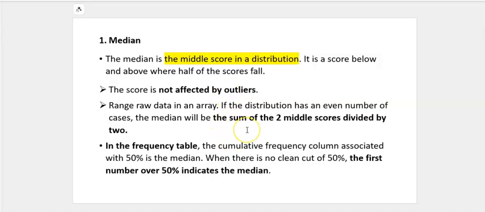And then when you have one middle score, that is fine. But when you have two middle scores, you can divide by two, so you can obtain the one middle score. And then the first number over 50% indicates the median. That means that when you obtain the frequency table and the accumulated frequency that is over 50, that is the median score.